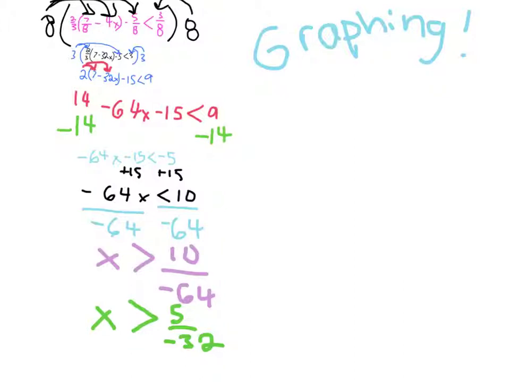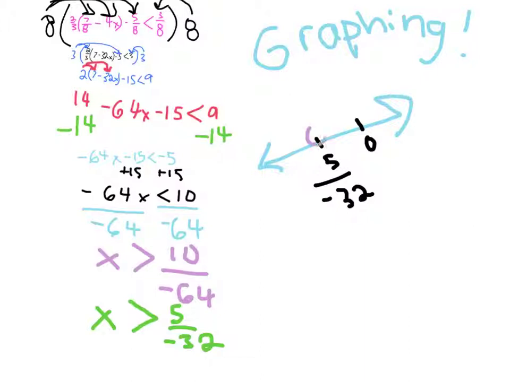We're now going to graph our solution, starting with this gorgeous number line. We're going to mark 0 and 5 over negative 32. X is greater than 5 over negative 32, but it's not equal to it, or there's not that option. So we're going to have an open circle and continue our number line.